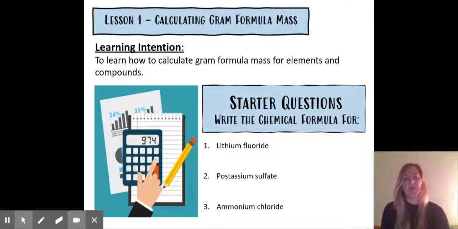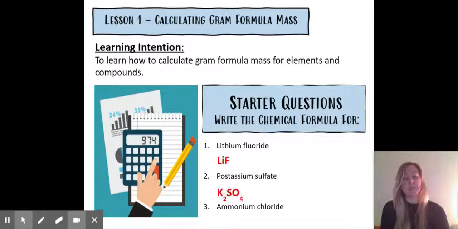So lithium fluoride, both lithium and fluorine have a valency of 1. So when we do symbol valency swap divide, we end up with just LiF. Both have valencies of 1, cancel each other out.